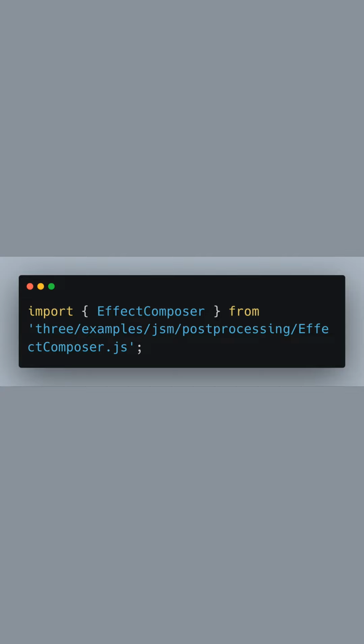Firstly, we import the necessary modules from the Three.js library. Three.js is a powerful JavaScript library that allows for easy creation of 3D graphics in the browser. Here we're importing EffectComposer from Three.js's examples. The EffectComposer is an essential part of the post-processing pipeline, allowing us to chain and manage multiple post-processing effects easily.